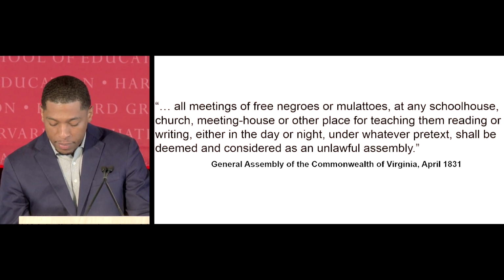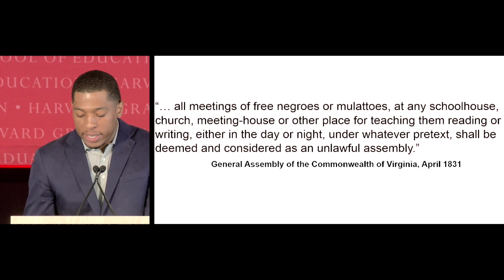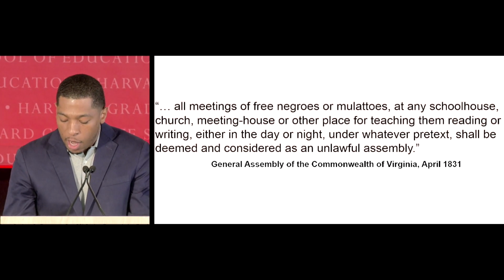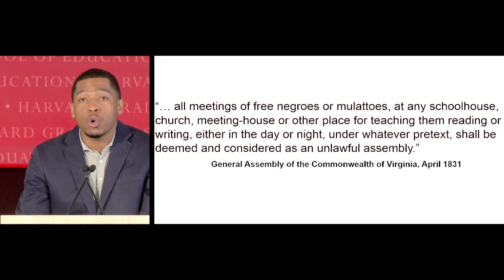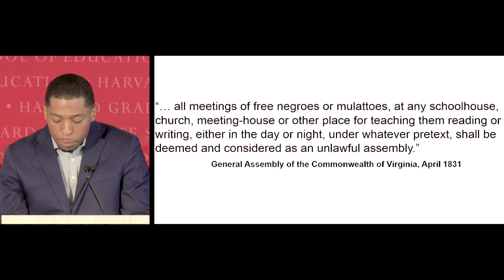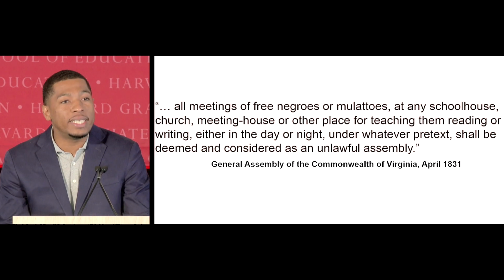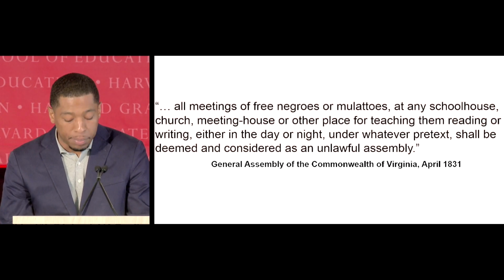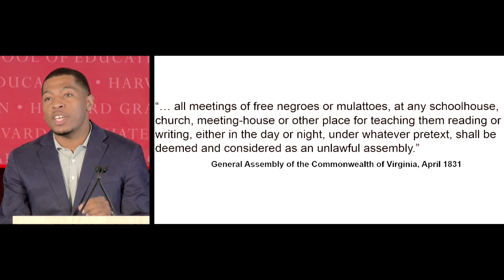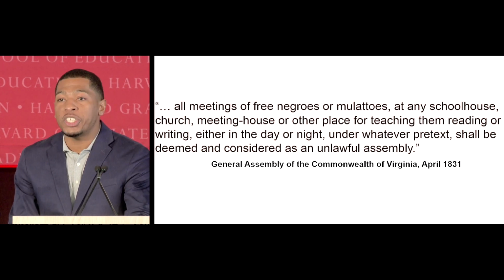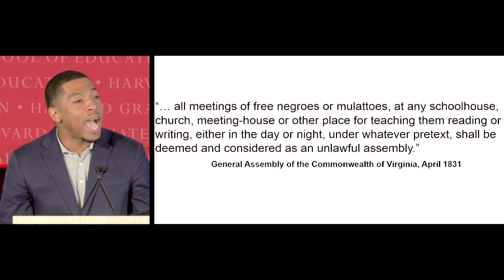For instance, an act passed in April 1831 declared, quote, "that all meetings of free Negroes or mulattoes at any schoolhouse, church, meeting house, or other place for teaching them reading or writing shall be deemed and considered as an unlawful assembly," end quote. The act then authorized whippings, quote, "at the discretion of any justice of the peace, but not exceeding 20 lashes." Anti-literacy laws enforced the idea that Blacks were outside the social contract of American society, inconceivable as human or citizen.